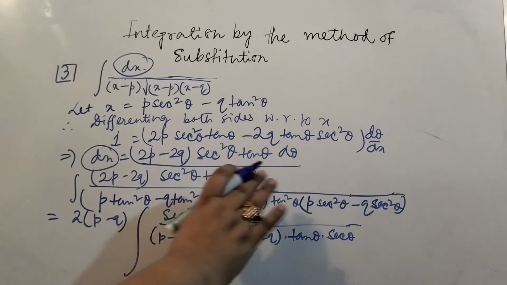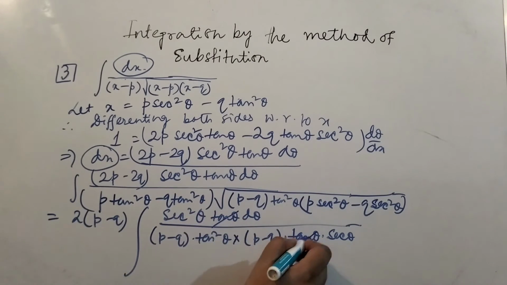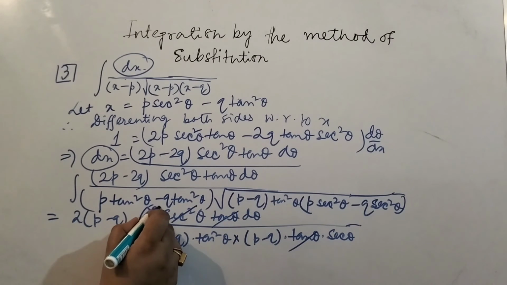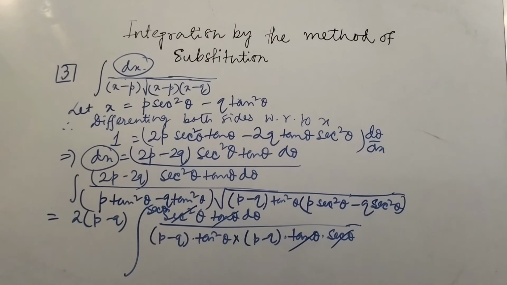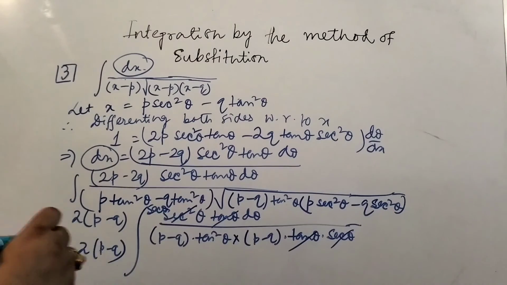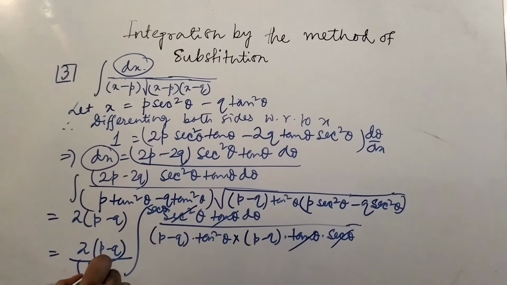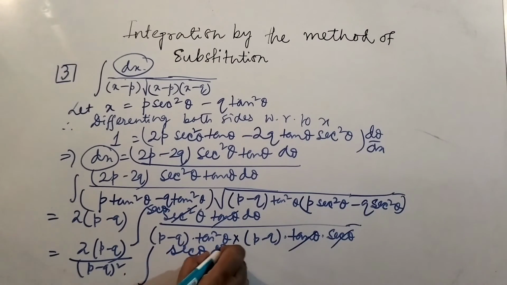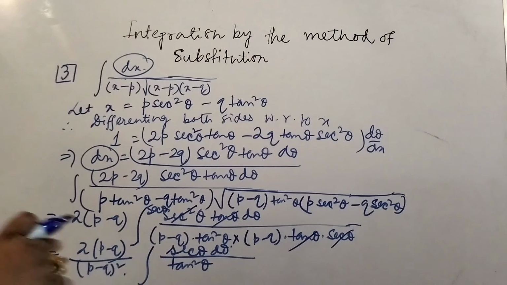So here now we can simplify this expression very easily. Tan theta will be cancelled, 1 sec theta will be cancelled, and hence in the numerator portion we are going to get 2 into p minus q, and this p minus q into p minus q, that is p minus q square, will be taken in common, will come out of the integration sign, and hence in the numerator we will get sec theta d theta, and in denominator we are getting tan square theta, and hence we have got a very simple expression to be integrated. So let's see how to find the integration.